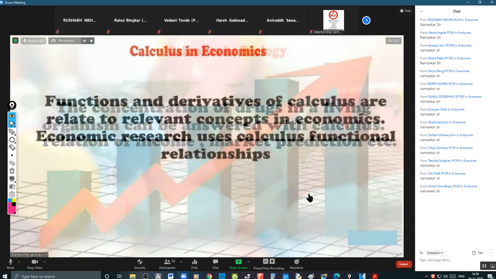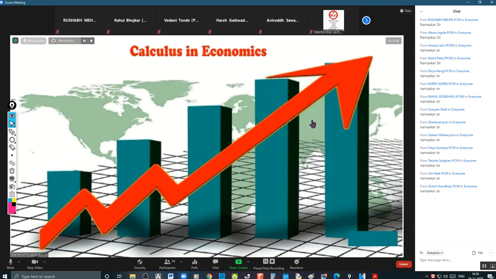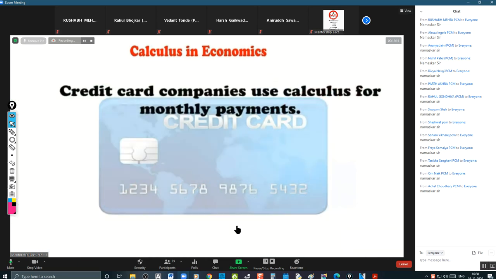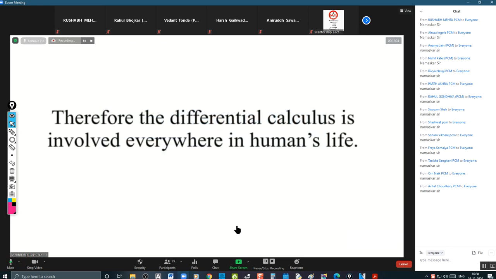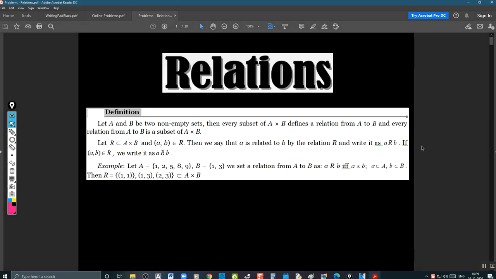Doing relations. At the end of the relations, we have composition of relations. Let us understand how we write the composition of relations, and then we will start the first part of calculus. It is functions, and after functions you will have limits, continuity, differentiability. And before going to the functions, let us finish up this last part of relations. Let me share the screen.